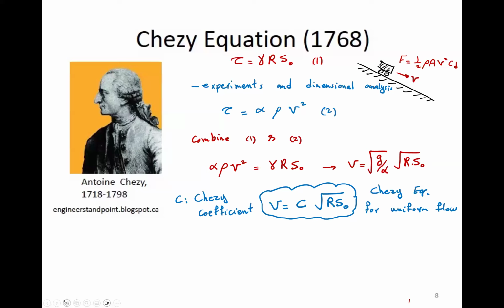Now, as we just saw, if you have a wide channel, all we need to do is replace hydraulic radius with depth. So velocity will be equal to Chezy coefficient multiplied by the square root of depth multiplied by slope. So it will be even simpler.